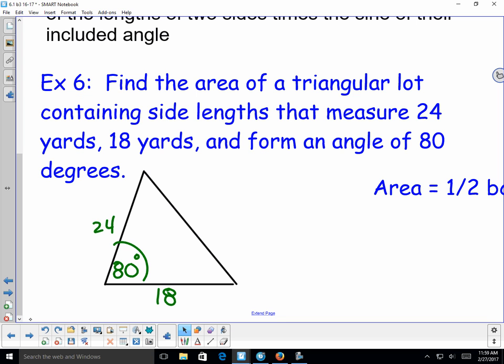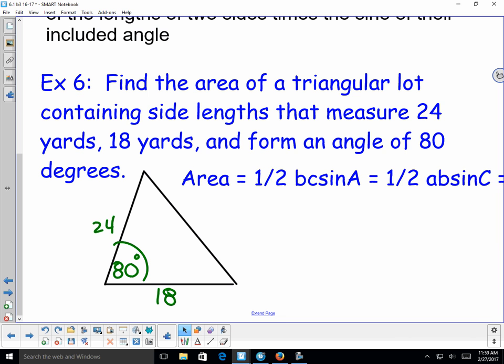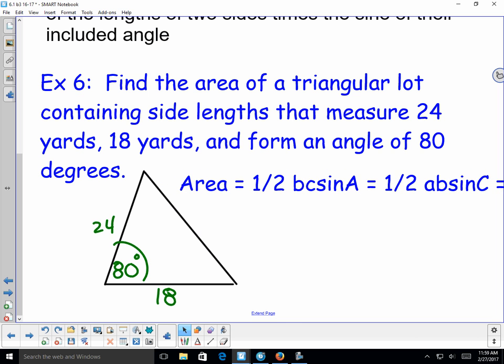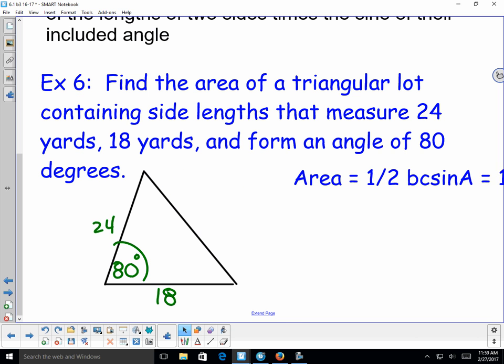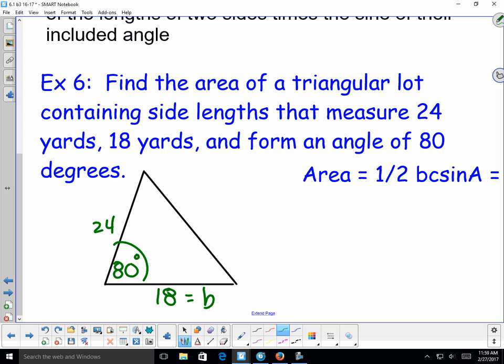Find the area of a triangular lot containing side lengths that measure 24 yards, 18 yards, and form an angle of 80 degrees. So in this case, we can use any one of these formulas, but let's just stick with this one. Half of B times C times sine of A, and we can call this B, this C, and this angle A. All right? Would you go ahead and work this out, please?